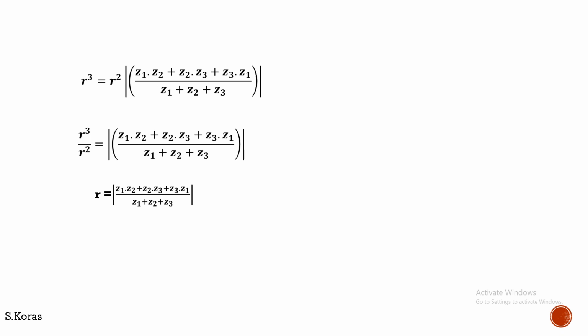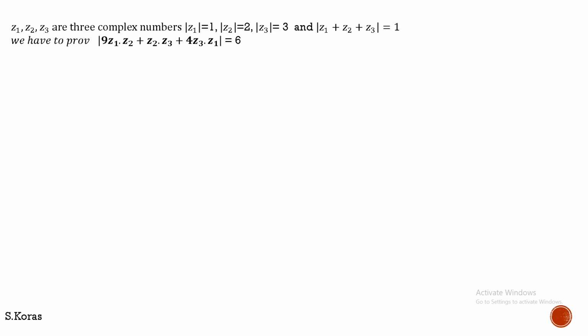So the first problem is very simple. If we remember this first problem's concept, then the second problem will be very easy. Now let us see the second problem. Here they have given three complex numbers, but they are taking different modulus values. The first complex number takes the modulus value as 1, the second takes the modulus value as 2, and the third takes the modulus value as 3. Moreover, they are giving us one more new clue, that is modulus of z1 plus z2 plus z3 is equal to 1. Then we have to prove the thing which is below this, right.